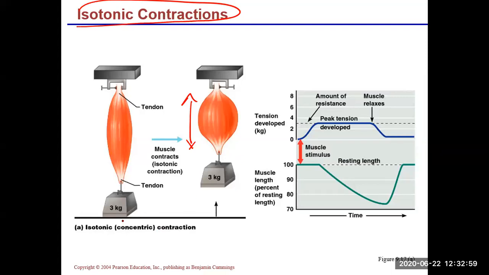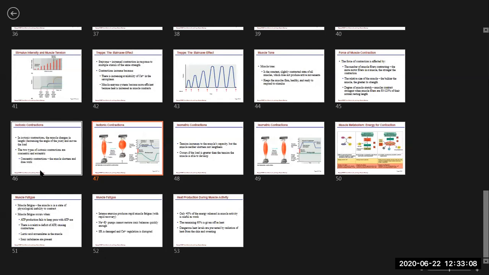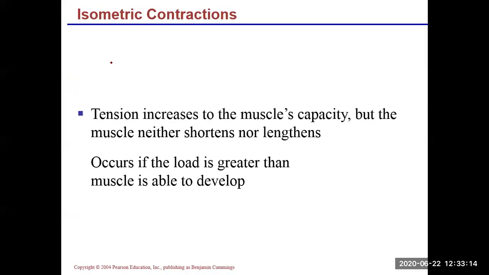All right, tension is the same. Iso means the same. Tonic refers to the tension. So during the isometric contraction, iso means same, metric means measurement is the same. So tension is increasing, but the muscle does not get shortened or lengthened, but they're still working.